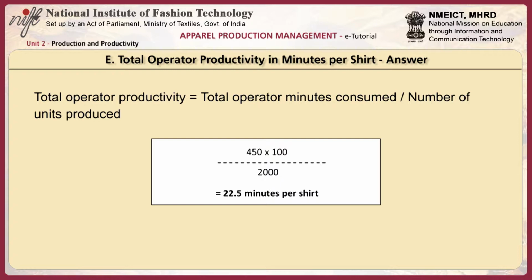Let us come to the answer of the fifth question. Sewing operator productivity can also be communicated in terms of volume of operator inputs per unit of output, that is shirt. In such cases, productivity will be calculated as following. Total operator productivity is equal to total operator minutes consumed divided by number of units produced. So, here it would be 450 into 100 divided by 2000. The answer here being 22.5 minutes per shirt. Hope you guys got that right.